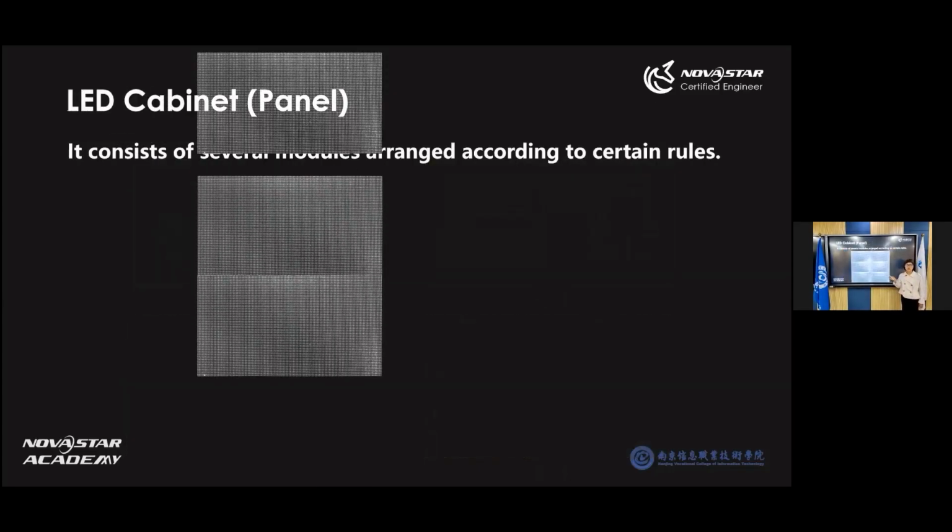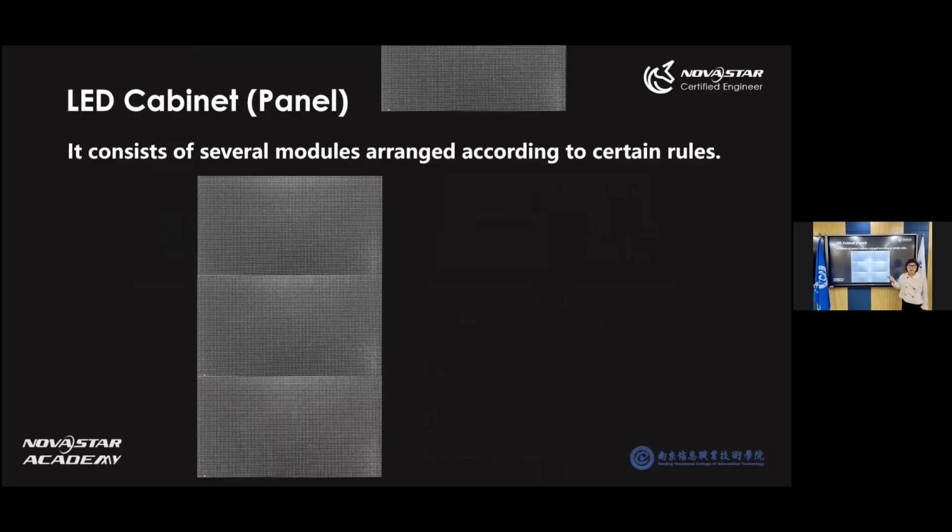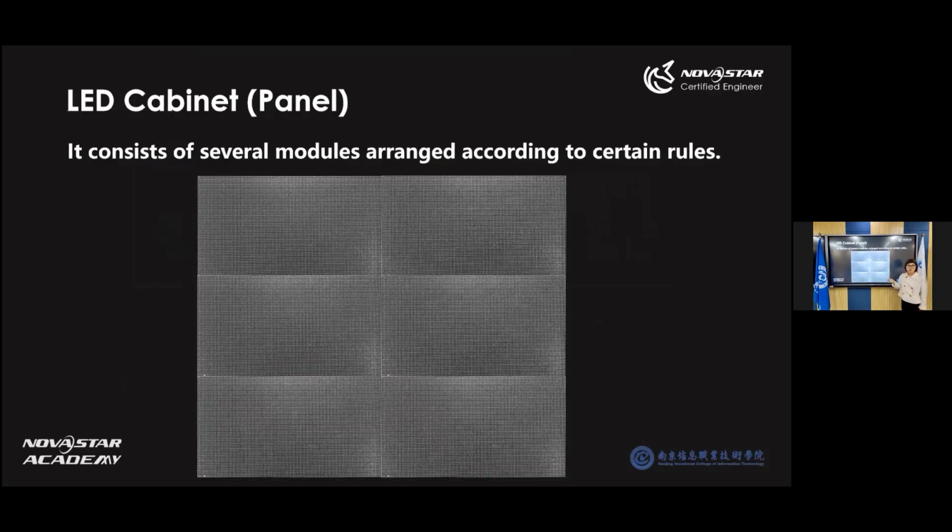Okay, after the LED module, now we need to create an LED cabinet. An LED cabinet consists of several modules arranged according to certain rules. And there is a receiving card and a hub inside the cabinet, connected to the LED module through the flat cable. The hub card is not necessary all the time. If you use a receiving card which integrates the hub connection itself, then you can connect the LED module to the receiving card directly, such as receiving card MRV366.